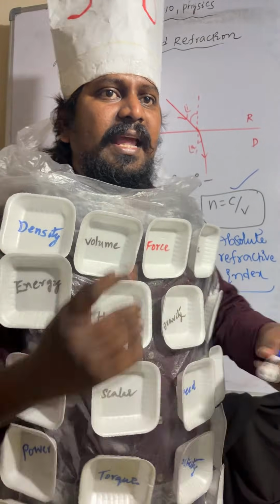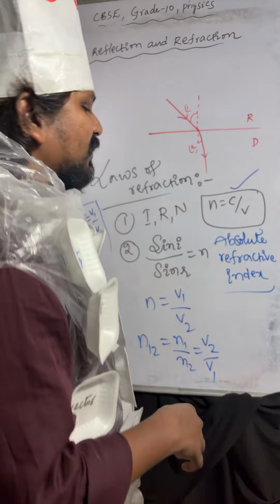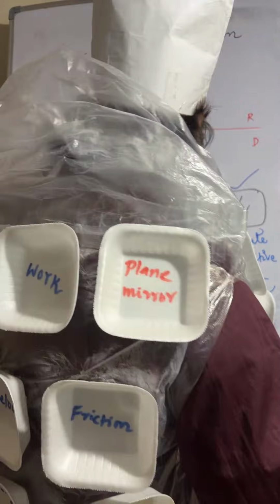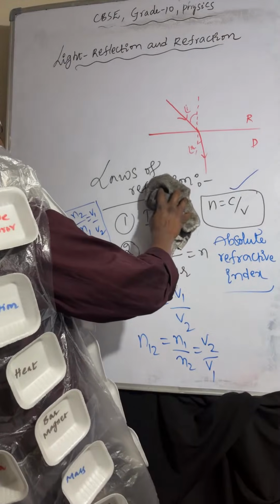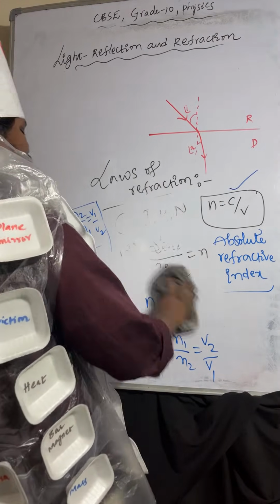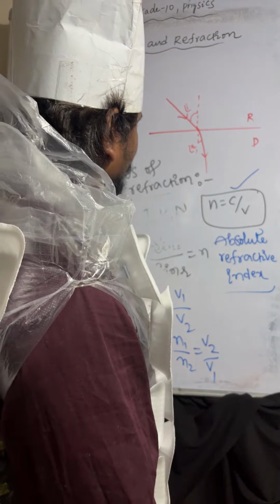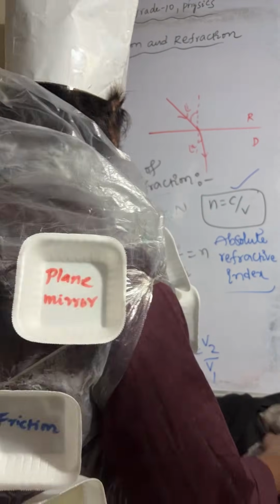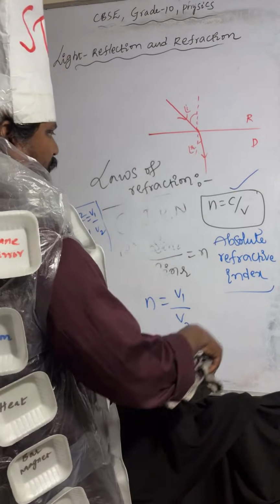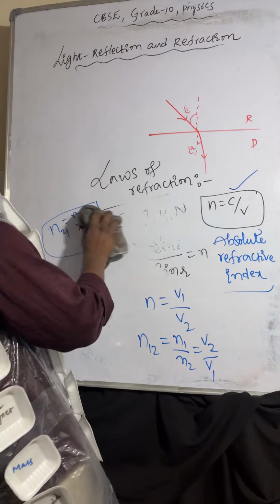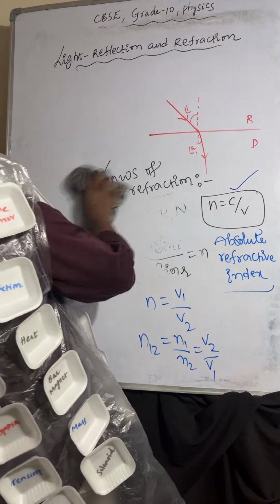So, done. Next, we will discuss spherical lenses. Here n21 we can take because v1 by v2 will come as n21. Right? Yes.